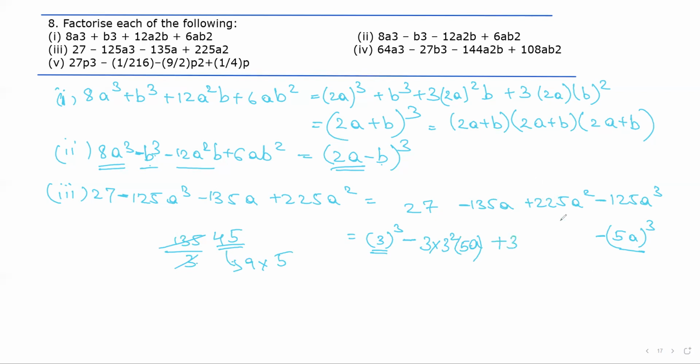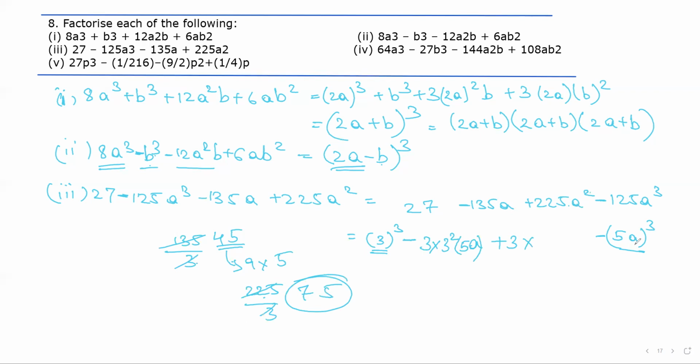Here also 3 is common. 5 plus 2 is 7, 7 plus 2 is 9, which means this is divisible by 3. If you divide 225 by 3, what do you get? You'll end up with 7 5s are 35, so 75.